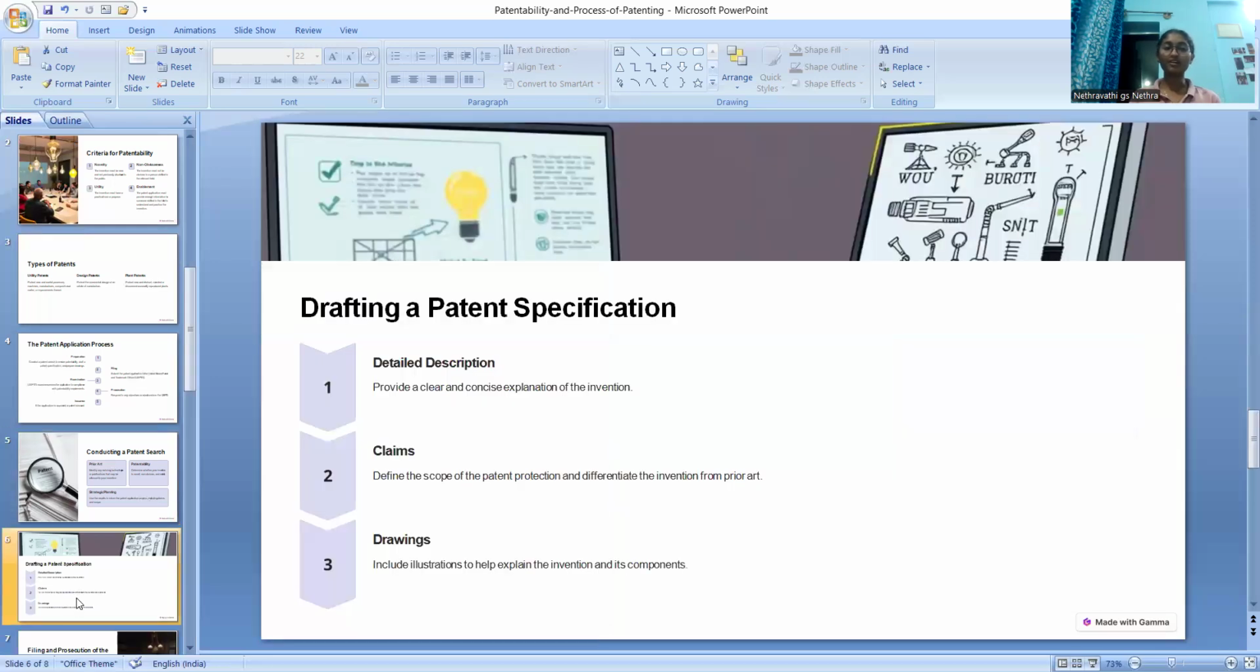Next comes drafting a patent specification. Here there are three main things it involves: detailing the description, claims, and the drawing. In detailing the description, it provides a clear and concise explanation of an invention. Next comes the claims. They define the scope of the patent protection and differentiate the invention from the prior art. Next comes the drawing. It includes illustrations to help explain the invention and its components. These are the drafting of a patent specification.